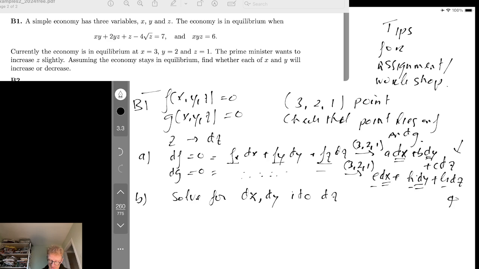And then we have x plus dx, y plus dy, and of course z plus dz. So given dz, and it says dz is bigger than 0, what is dx and what is dy? Is it positive or negative? So that's what you need to do.